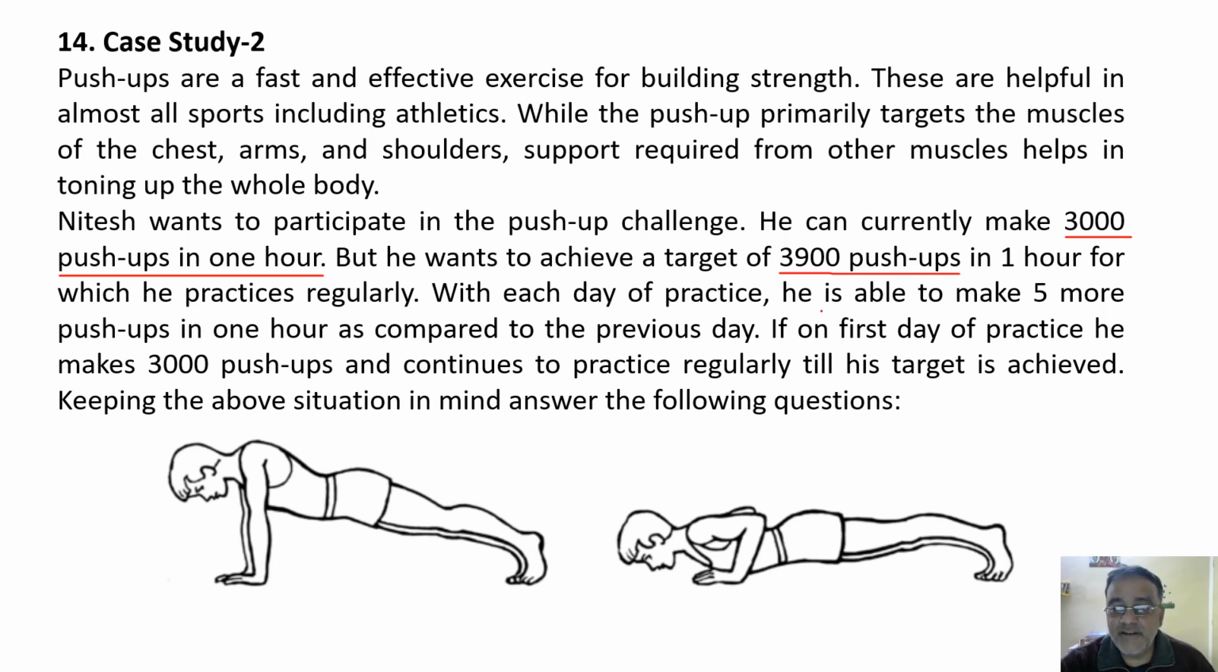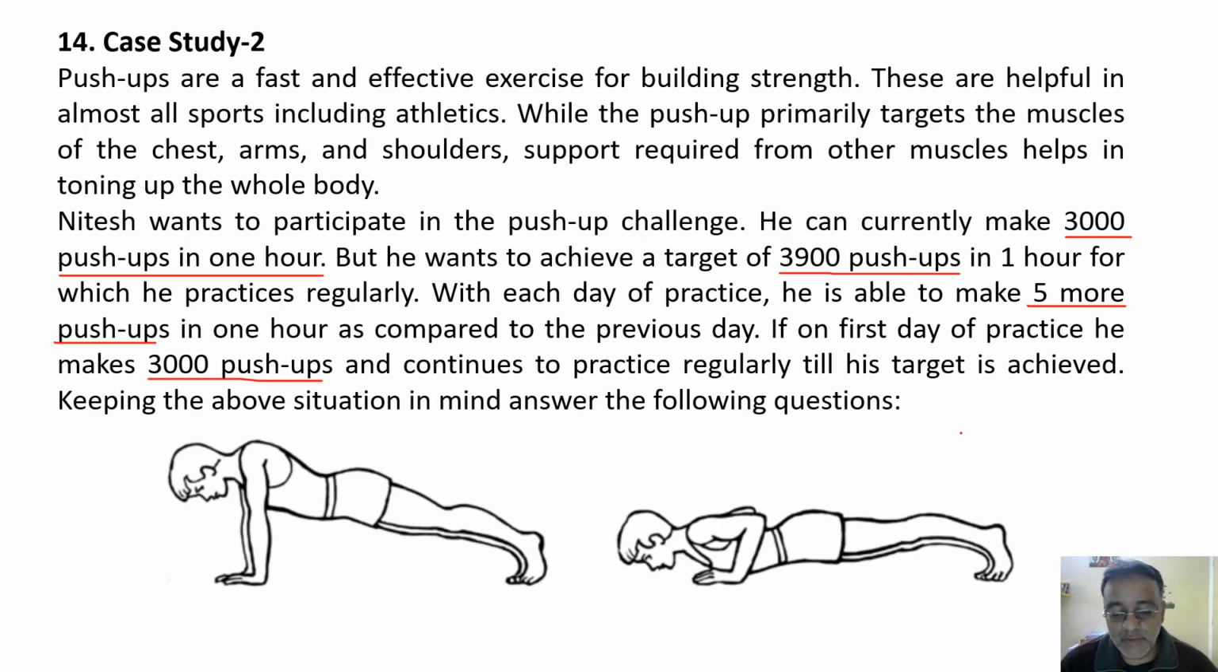But he wants to achieve a target of 3900 push-ups in 1 hour, for which he practices regularly. With each day of practice, he is able to make 5 more push-ups in 1 hour as compared to the previous day. So 3000, then 3005, then 3010, like that 5 वो ज़्यादा करते जा रहा है every day. So as compared to the previous day, if on first day of practice he makes 3000 push-ups and continues to practice regularly till his target is achieved, keeping the above situation in mind, answer the following question.